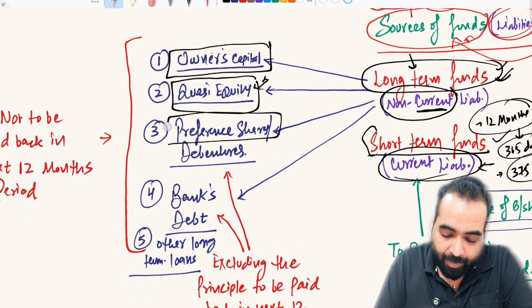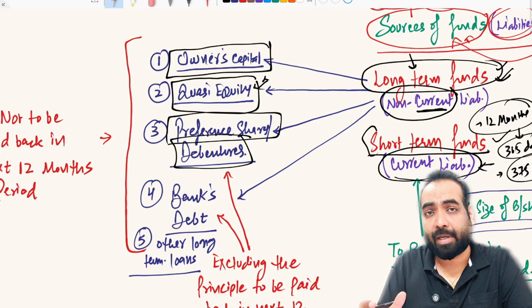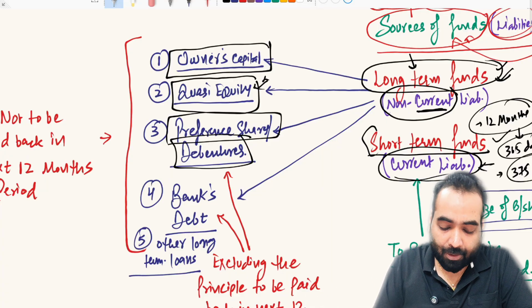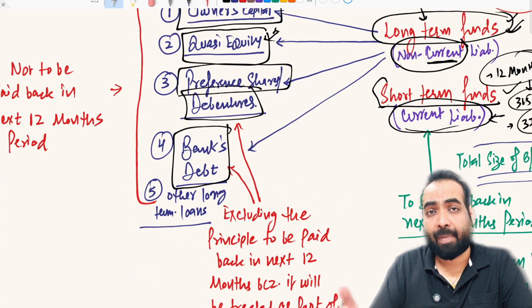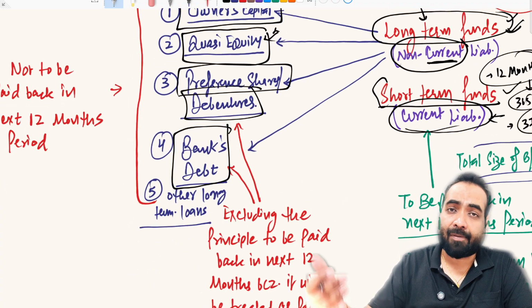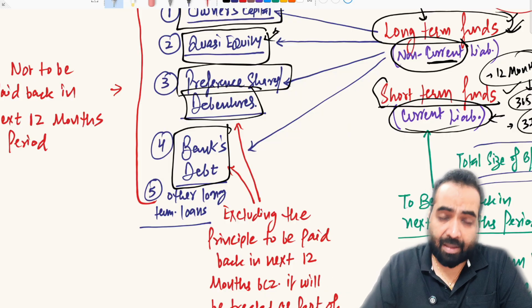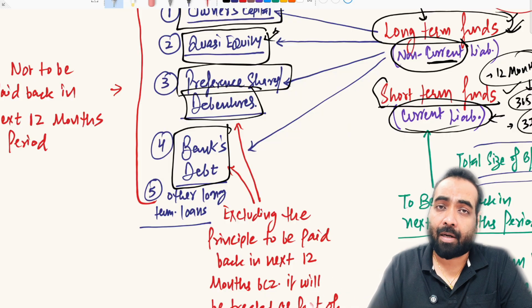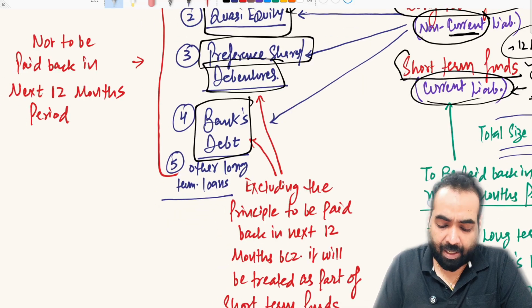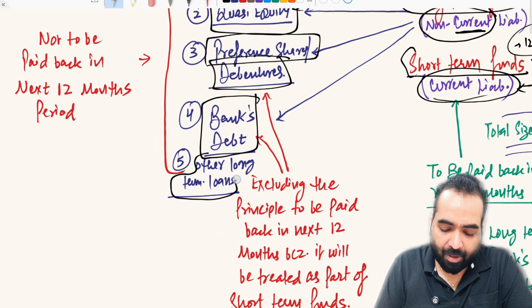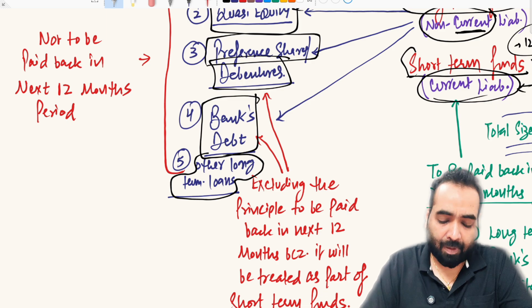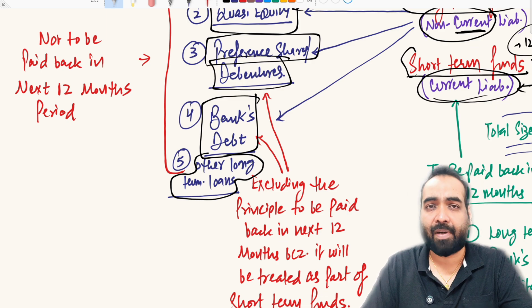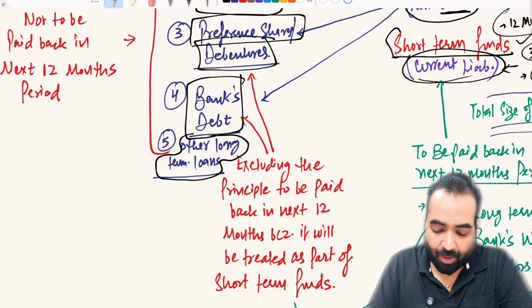Preference shares and debentures, if you have raised them, are also taken for a long term period of 5 years, 10 years, 15 years. So these are also long term funds. Bank's debt, if you have taken a loan from the bank which is to be paid back in 3 years, 5 years, 7 years, 10 years, then the amount also comes under long term funds taken for the business. And the rest can be other long term loans. If you have taken any loan from any other person for a long term purpose, then it shall also be classified in long term funds, right?